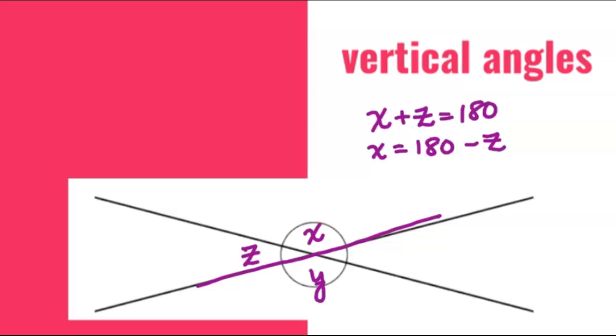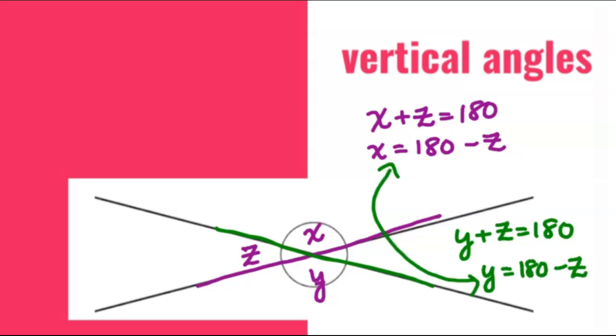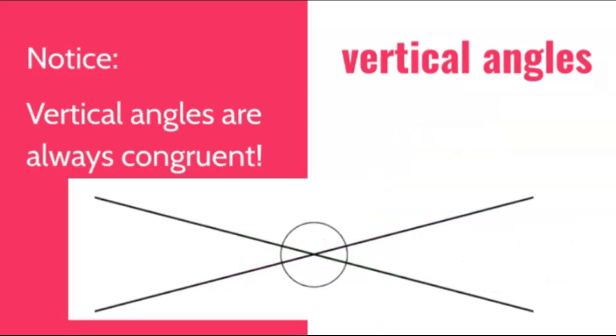That means that if I wanted to figure out what X is, I could do 180 minus Z. Interestingly enough, I can form this straight line here, and I know that also Y plus Z equals 180. So I could say that Y equals 180 minus Z. Notice that X and Y are the exact same thing here. That means that X equals Y. What I want you to notice is that vertical angles are always congruent.